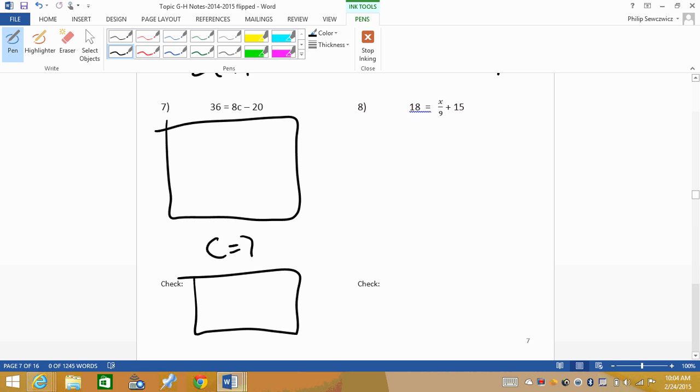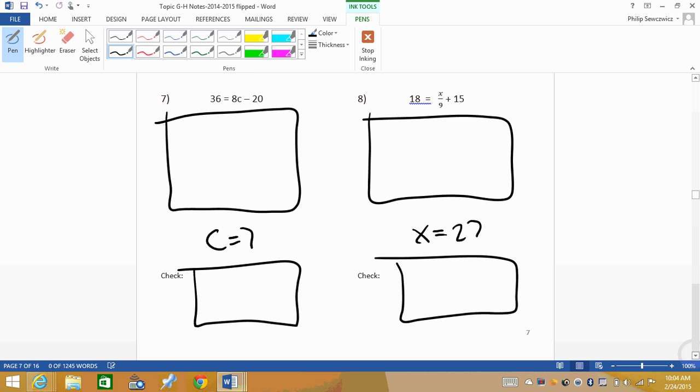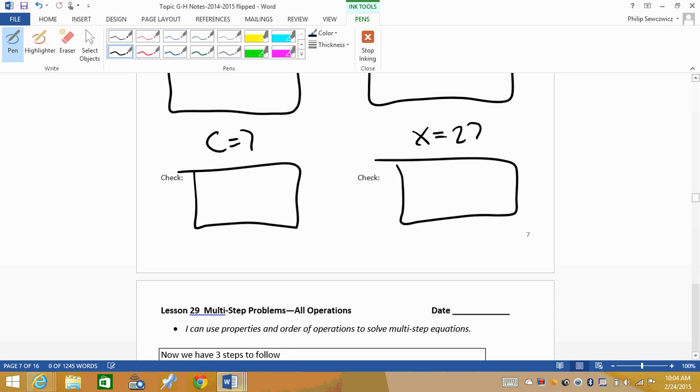All right, over here, you should get an answer of x equals 27. But again, make sure you get your work in there. Make sure you do your check step, and make sure that works. We'll get to lesson 29 soon enough, but that's all that you need.